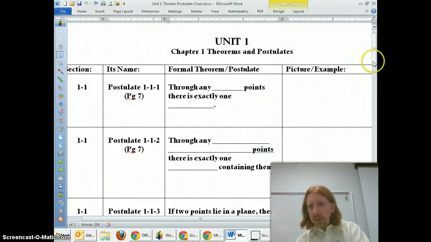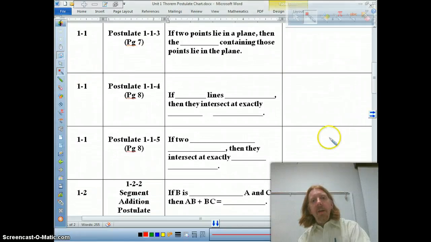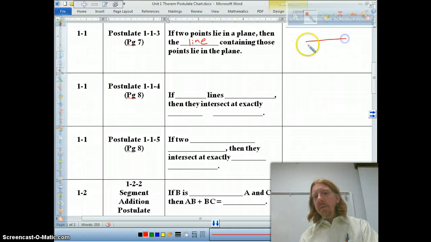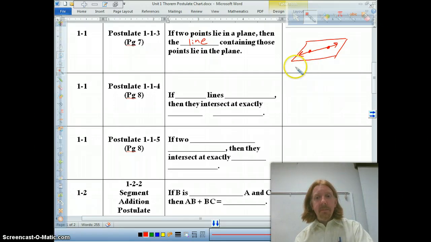Let's go down a little bit. Next up, if 2 points lie in a plane, then the line containing those points lies in the plane. So there's my plane. If I have 2 points, there's a line that contains them. That line's also going to be on the plane. If it wasn't, then they would have to turn or something.